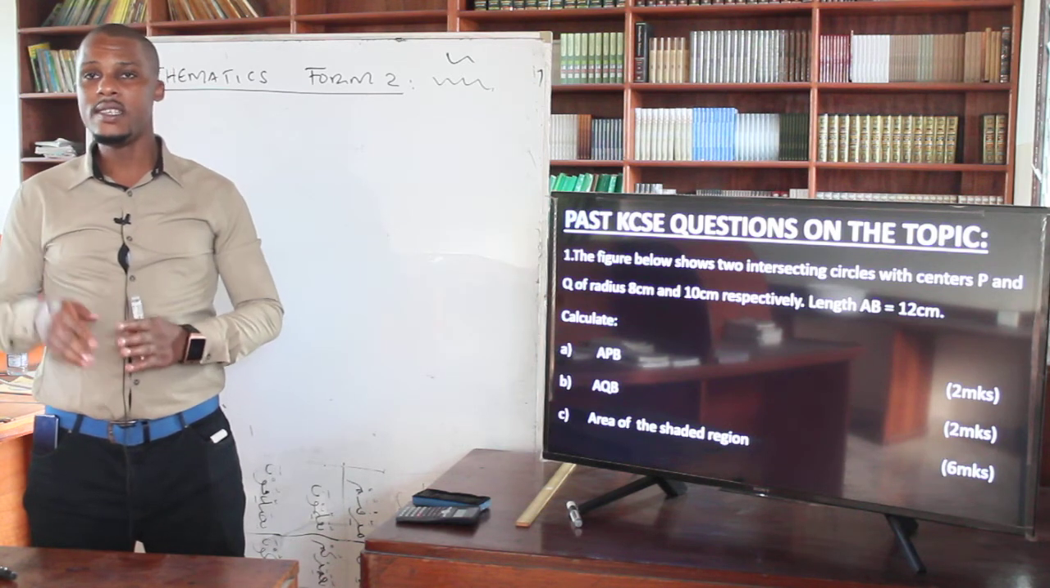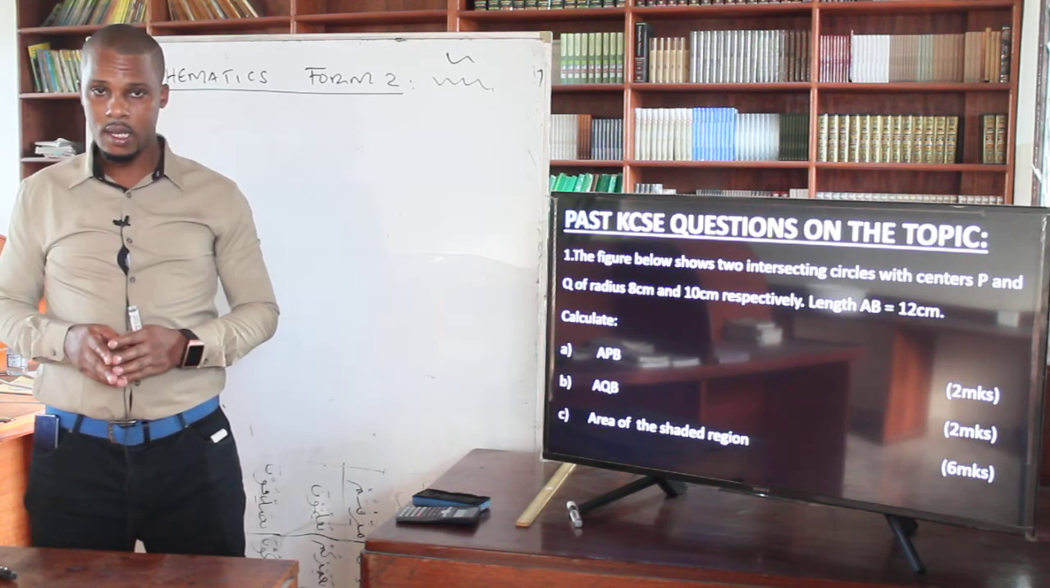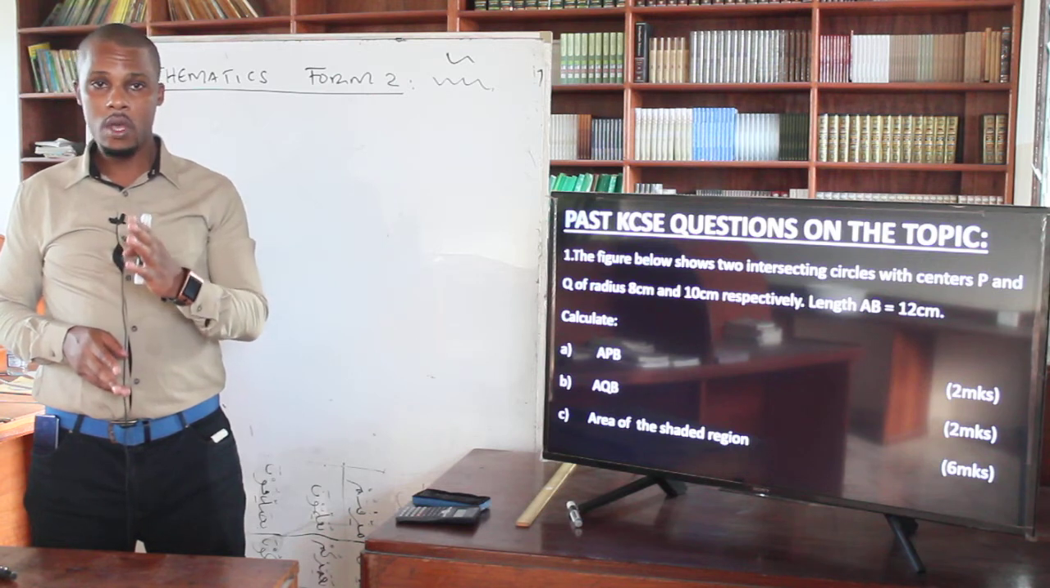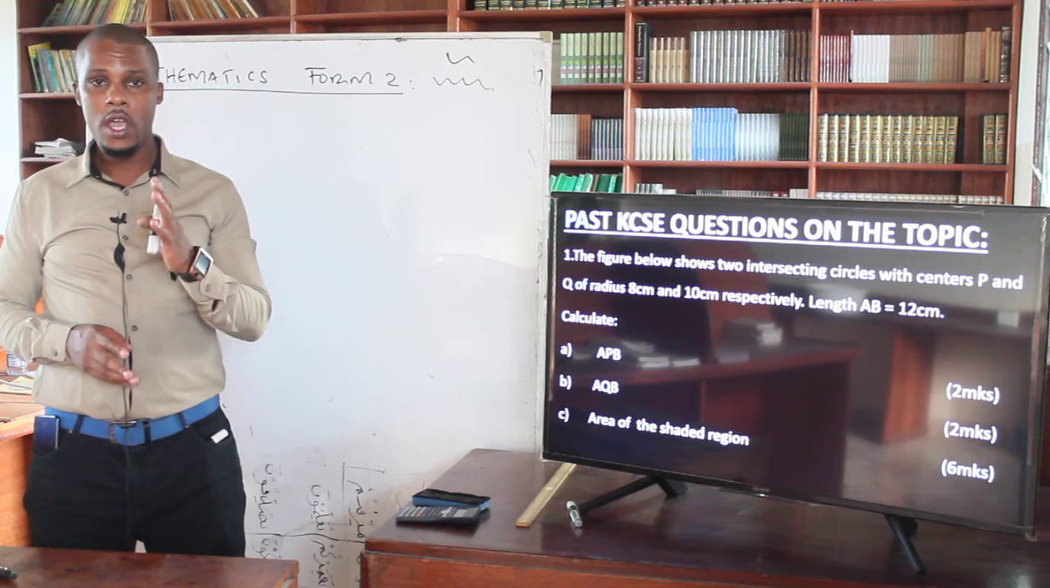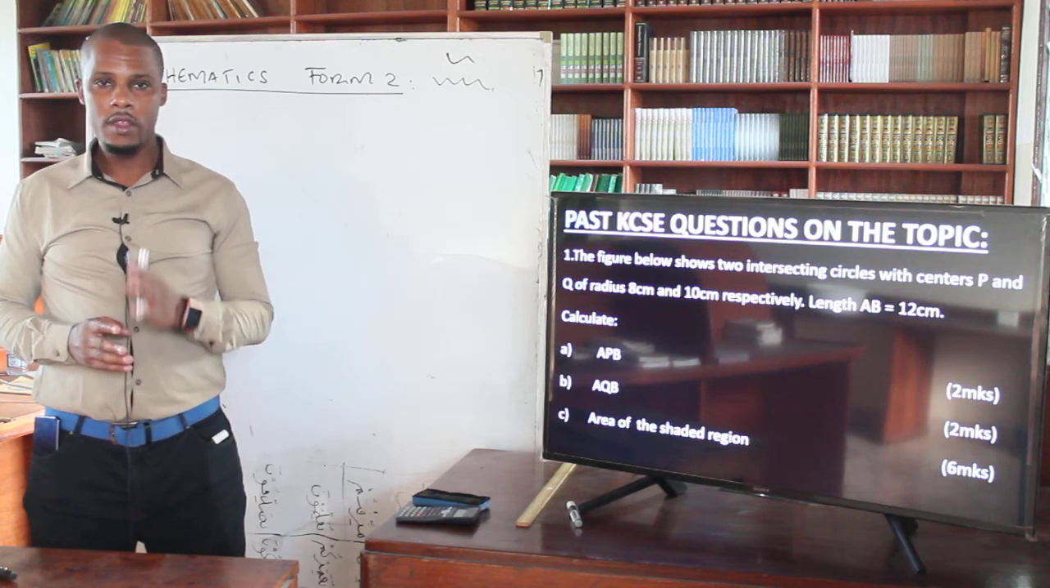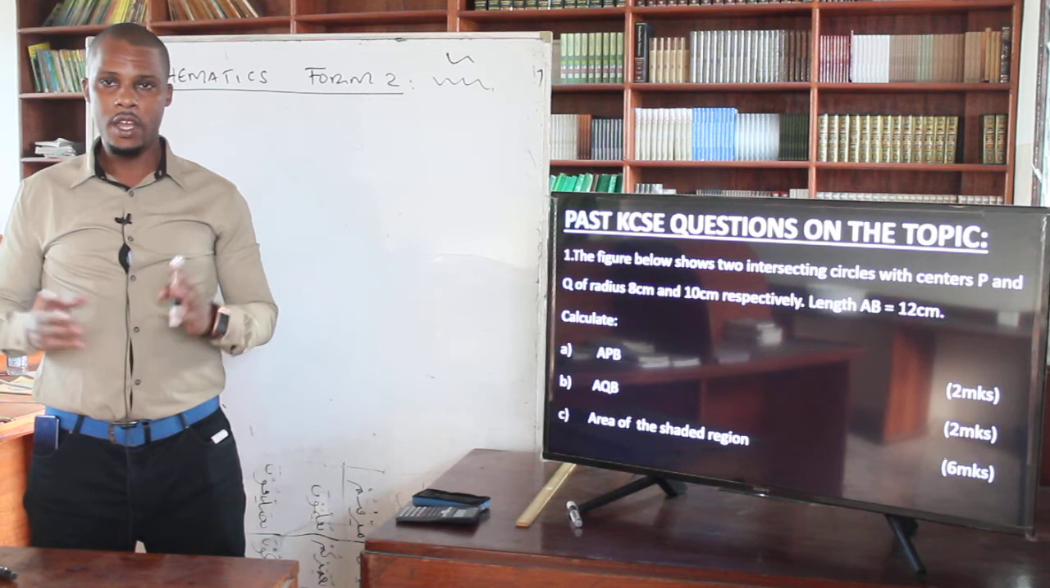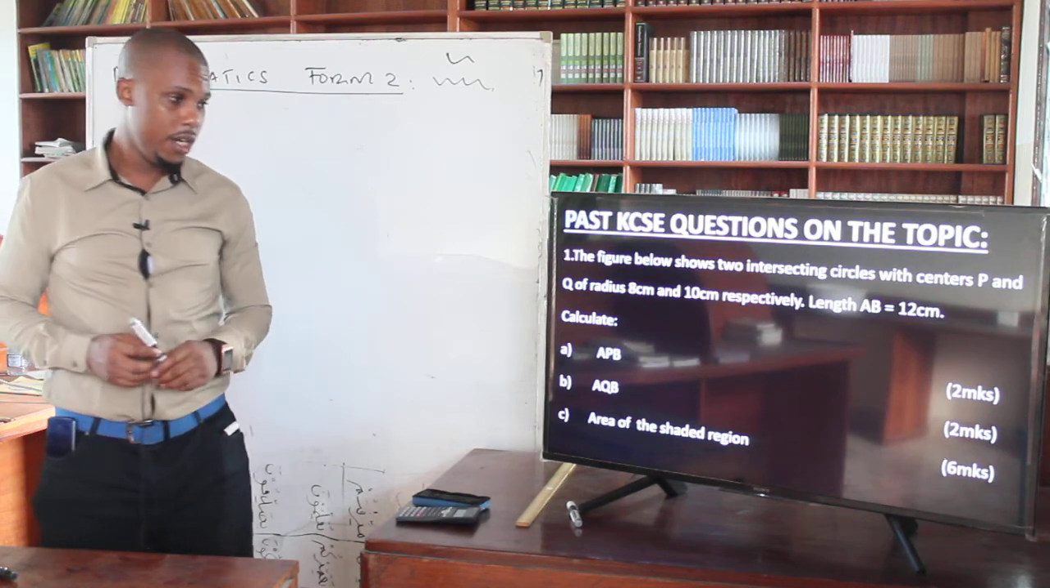Then the examiner distributes the marks: you are told to calculate the angle APB, then calculate the angle AQB, and then find the area of the shaded region.